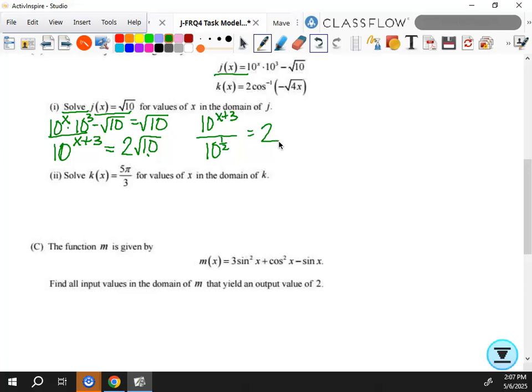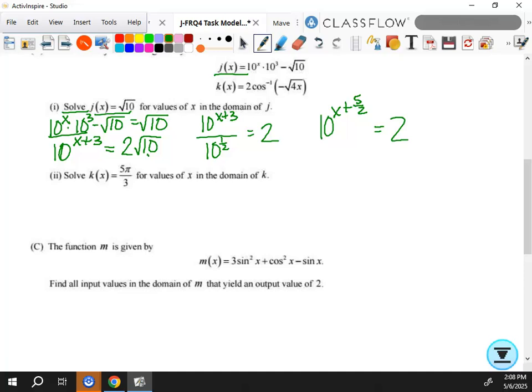Everybody with me so far? On the left, I could reduce that just like I could on the other one, right? I'm going to need to take x plus 3 and subtract 1/2. So if I think of this as 6 over 2, this will give me 10 to the x plus 5/2 power, and that's equal to 2.